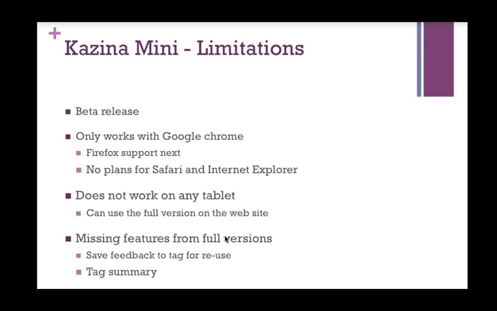If you are familiar with the full version, if you've used Kaizana, the mini version does not save feedback to tag for reuse. So in the full version, you can tag things and feedbacks and then bring them up again and use them over and over again. It does not do this, and it does not give you a tag summary.